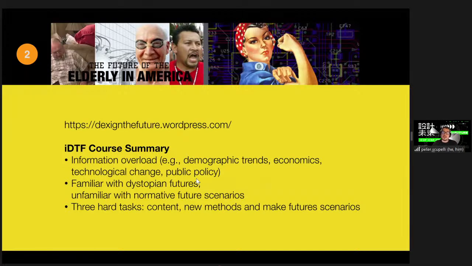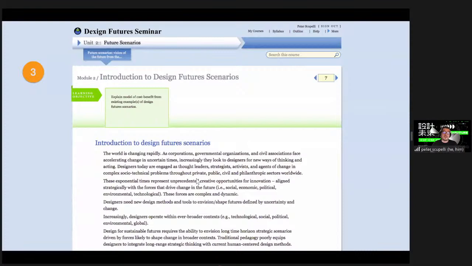engaging with the content, learning new methods, and then on top of that, making future scenarios. So I was reminded of a lesson that one of my professors taught me, which was one hard thing at a time. That idea led me to develop a third course, which I called a Design Futures Seminar. The idea here is we would focus on one hard thing, which was to take a future scenario developed by professionals and start to pick it apart, start to understand how they work, how they are linked to forces of change and so forth.